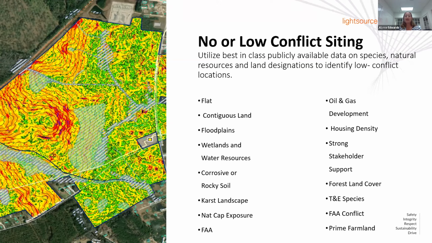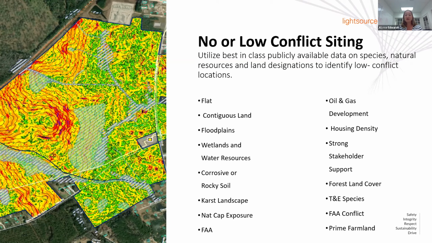Some of the things that Phillip hit on: you want flat, contiguous land. Floodplains, wetlands and water resources we always try to avoid as a best practice. It's always best to avoid putting infrastructure in those resources. If you do, you want to avoid and minimize to the greatest extent possible.